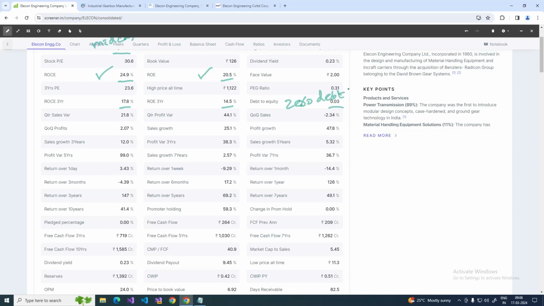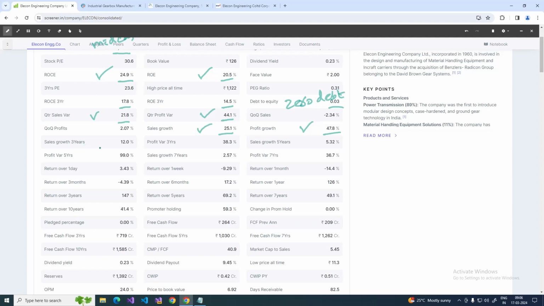Now see sales. Year on year quarter sales is 21.8% and profit is 44.1%. Here sales and profits are very good. This is a good sign. We will not consider quarter on quarter sales. So last 1 year sales growth is 25.1% and profit growth is 47.8%. This is also excellent.